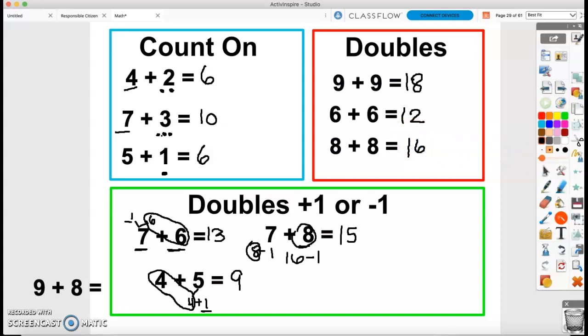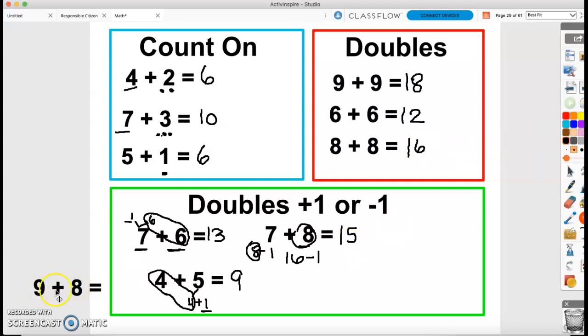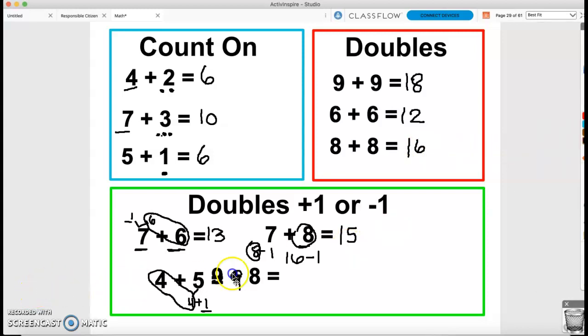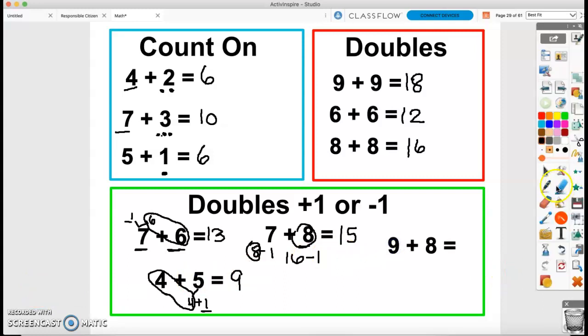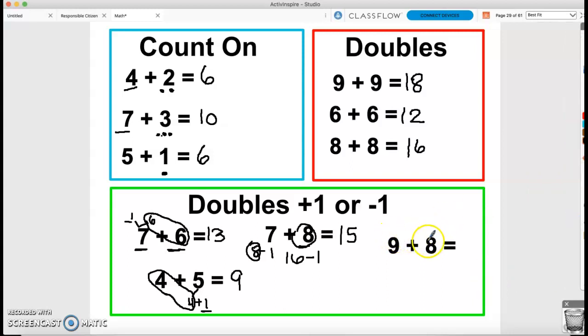And so our last one, I see that 9 and 8 are next to each other when I count, so it will be a doubles plus 1 or a doubles minus 1, whichever I choose to make it. Today we're going to do a doubles minus 1. So I know I want to make a double with 9. And I need 8 to really be 9. So I know that 8 is really 9 minus 1.